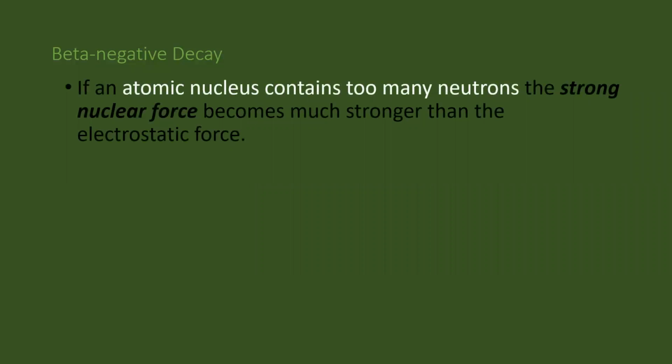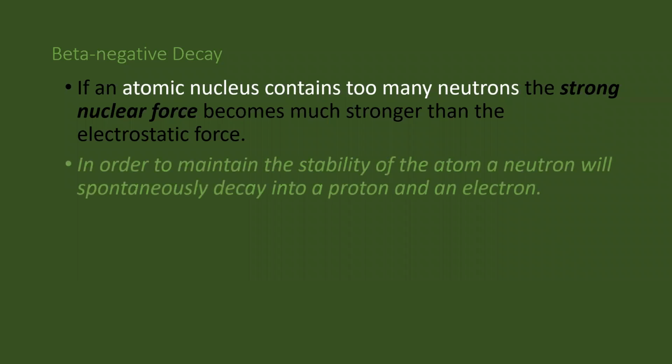If things get a little too tight inside the nucleus, it's going to have to kick something out. If the atomic nucleus contains too many neutrons, the strong nuclear force becomes much stronger than the electrostatic force, which is the attraction of the positive and the negative. The strong nuclear force is too much for the atom to handle, and it's going to want to break apart. So to maintain stability, a neutron is going to spontaneously decay into a proton and an electron.